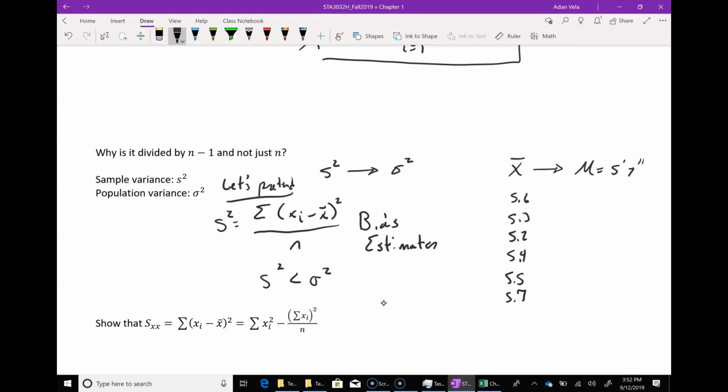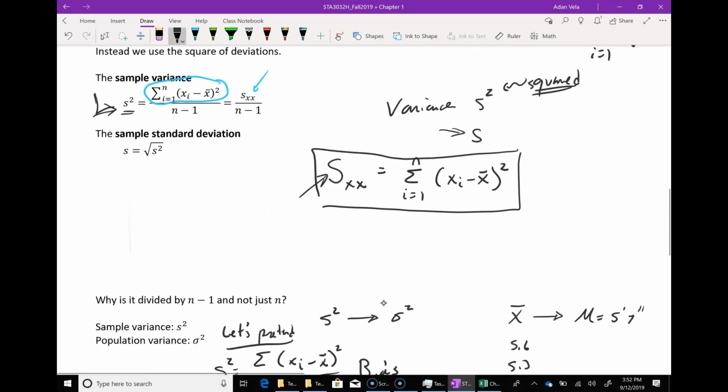Yes, sir. Is there a reason for that? Yeah, so we'll go through it once we get to it. So basically it underestimates the variance, okay? And what we'll show later on is that if you divide by n-1, it's an unbiased estimator. It's a fair estimator of the truth. And we'll work through that.